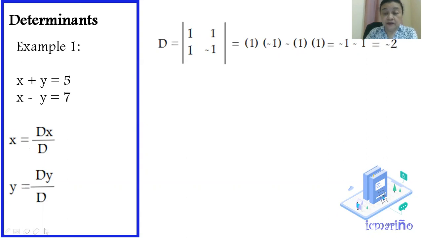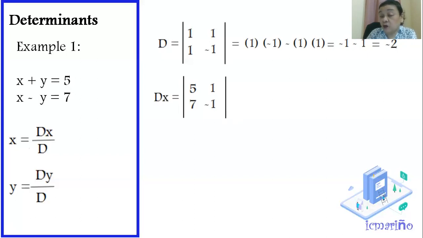After we have computed for D, we now compute for the determinant of x or Dx. So ano ang values na kukuhanin natin dyan? If we are solving for the determinant of x, hindi natin kukuhanin yung coefficient of x. But instead, ang kukuhanin natin yung values natin after ng equal sign, o yung nandoon sa right side, yung whole numbers natin doon. So, ilalagay natin 5 and 7. Tapos, yung coefficient ng y, ganun pa rin ang gagamitin natin, so 1 and negative 1.